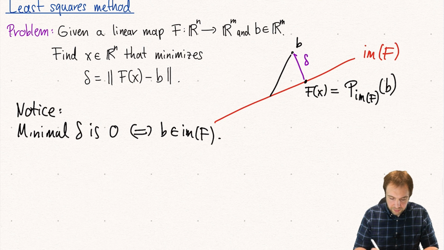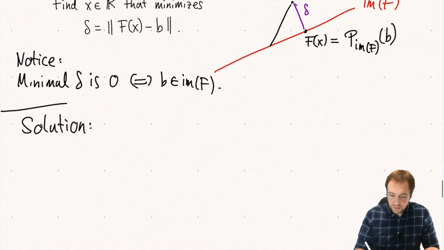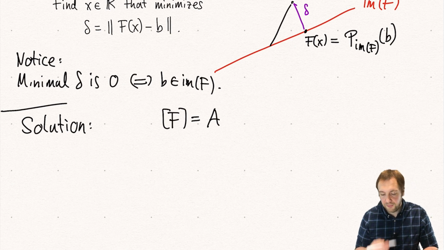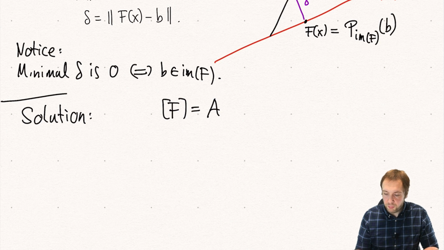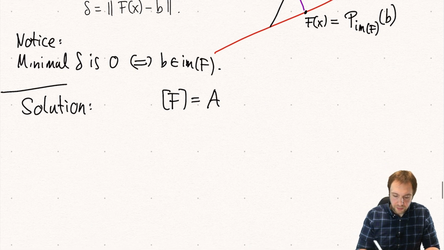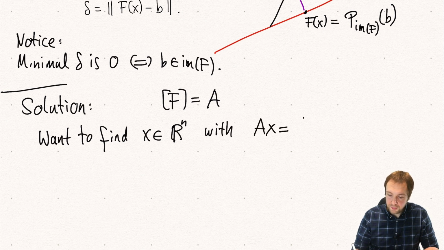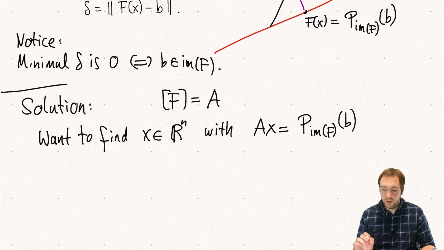So first of all, let's talk about matrices again. So let's just call the matrix of f A, and so we want that Ax equals this here. So we want to find x in Rn with Ax equals the orthogonal projection of b onto the image of A.